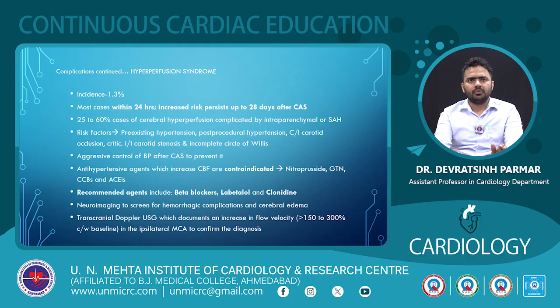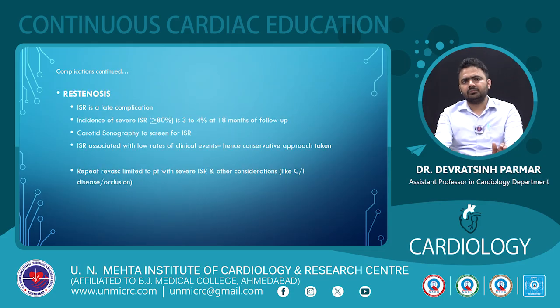Its incidence is 1.3%. Most cases usually arise within 24 hours. The patient will have a throbbing headache, blurred vision, and all the features of raised intracranial pressure. Once the patient has developed this, initially get a CT brain done. If you identify that the patient has a hemorrhagic stroke, start antihypertensives and try to control the pressures.